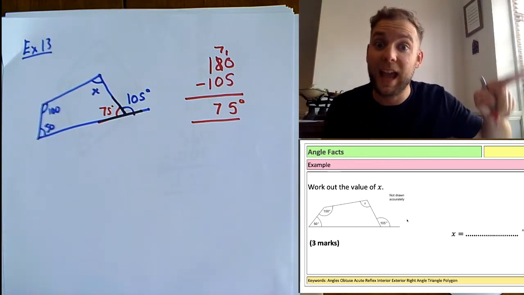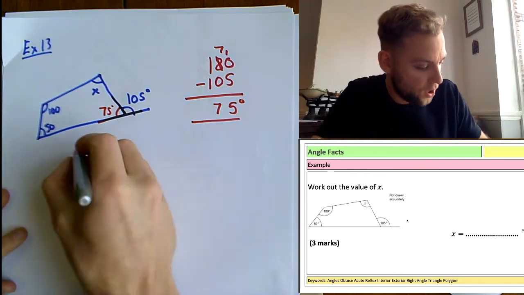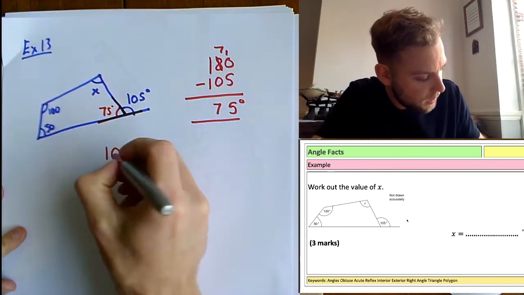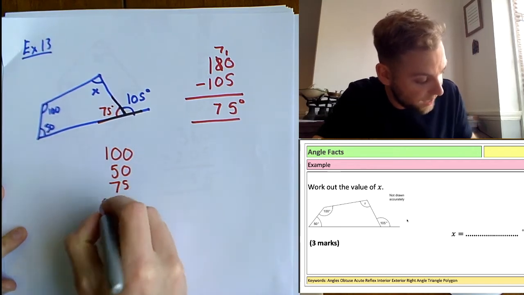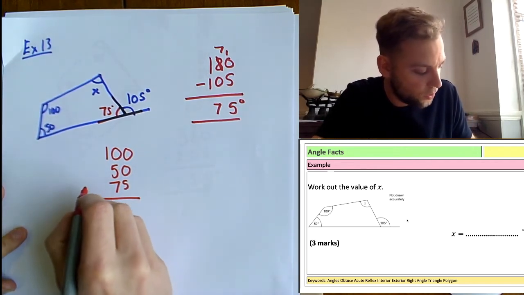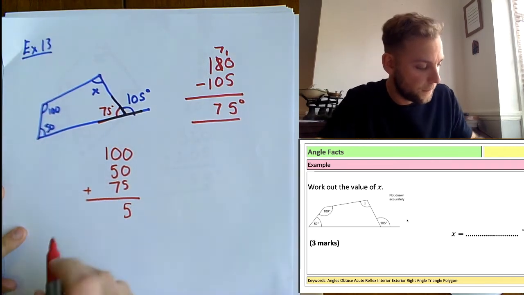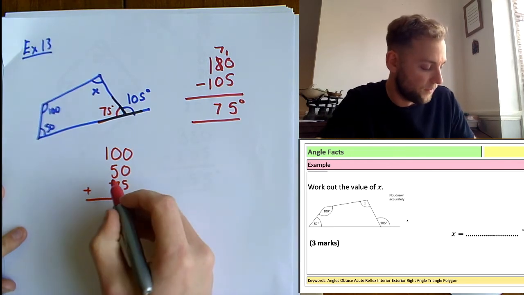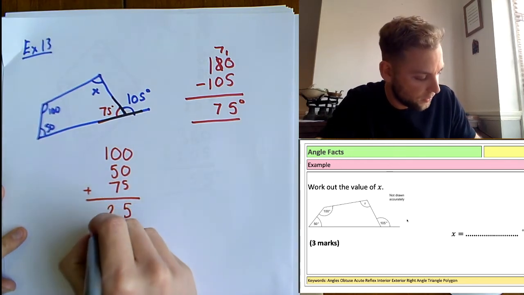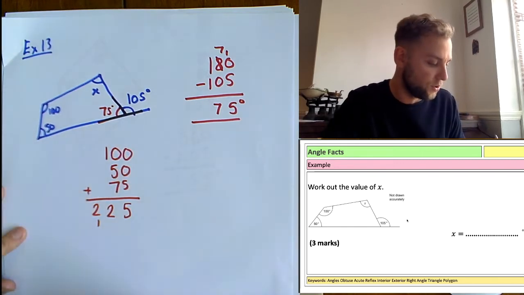So then I know that the angles in a quadrilateral sum to 360. So 100 plus 50, plus 75, plus x would be 360. I'm going to work these ones out first. 0 plus 0 plus 5 is 5. 0 plus 5 plus 7, well, that's 7 and 5 is 12, carry the 1. And 1 and 1 is 2. So these three sum to 225.